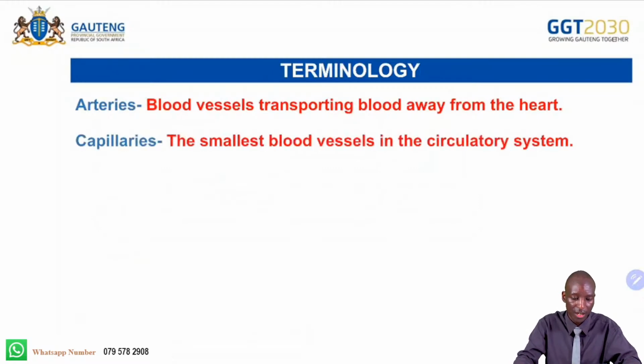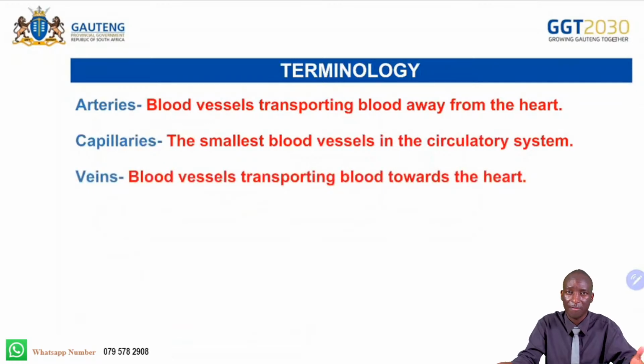Then we come to the veins. What are veins? These are blood vessels transporting blood towards the heart. So if you check these three, they're just the blood vessels that we have. First one being the arteries, which transport blood away from the heart. Then capillaries, the smallest blood vessels of all those three. Then veins are the blood vessels that transport blood towards the heart.